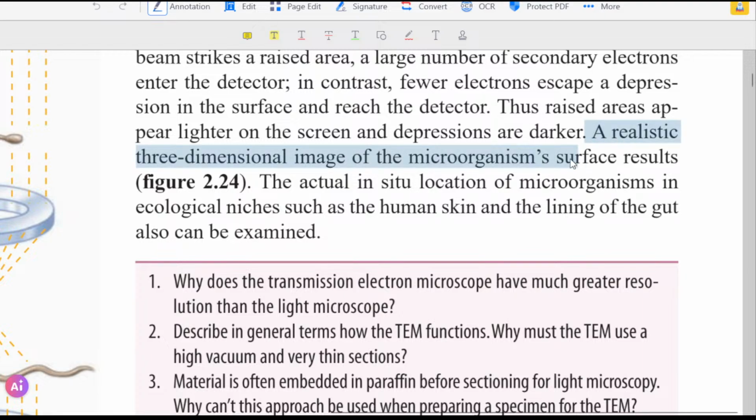A realistic three-dimensional image, guys, see the difference? In TEM, the area which is being reflected had the darker image, right? Because we were studying only the pass-through electrons. So in those cases, the reflected electron areas were shown as darker. But in SEM, the area where the electrons are reflected appears brighter. The more reflection, the brighter it is.